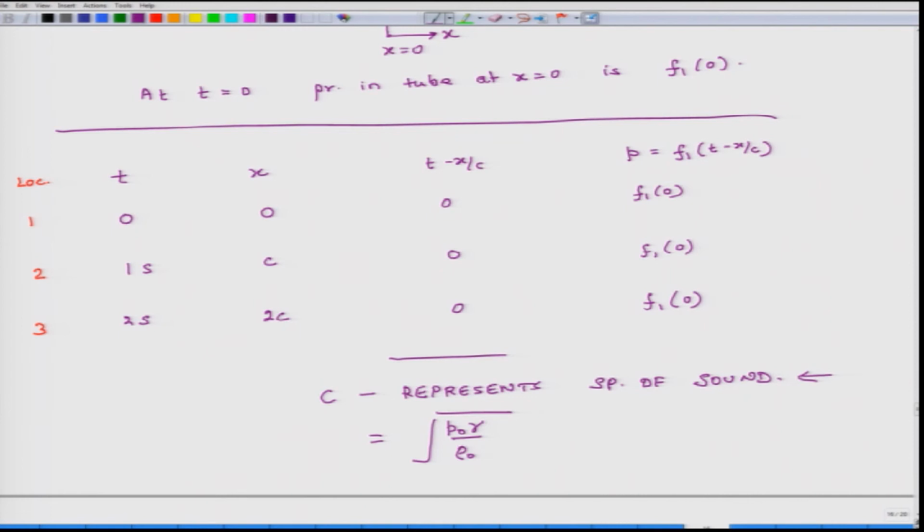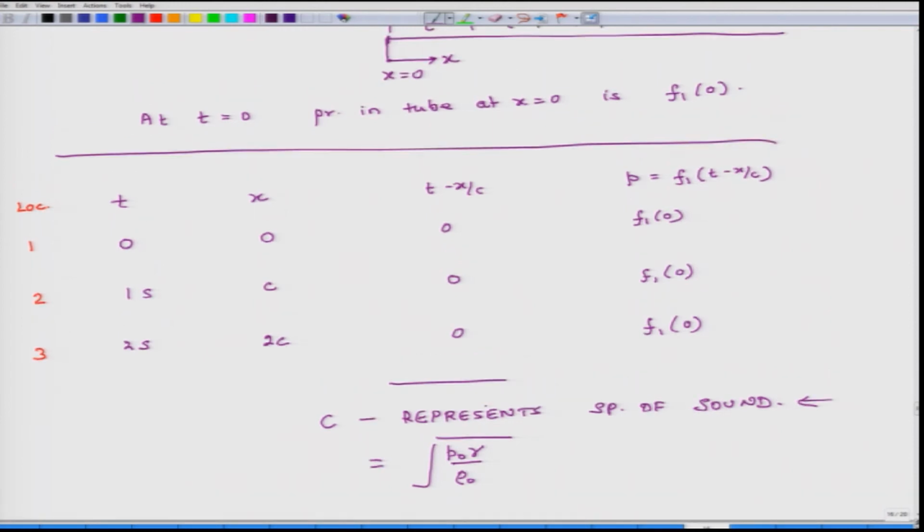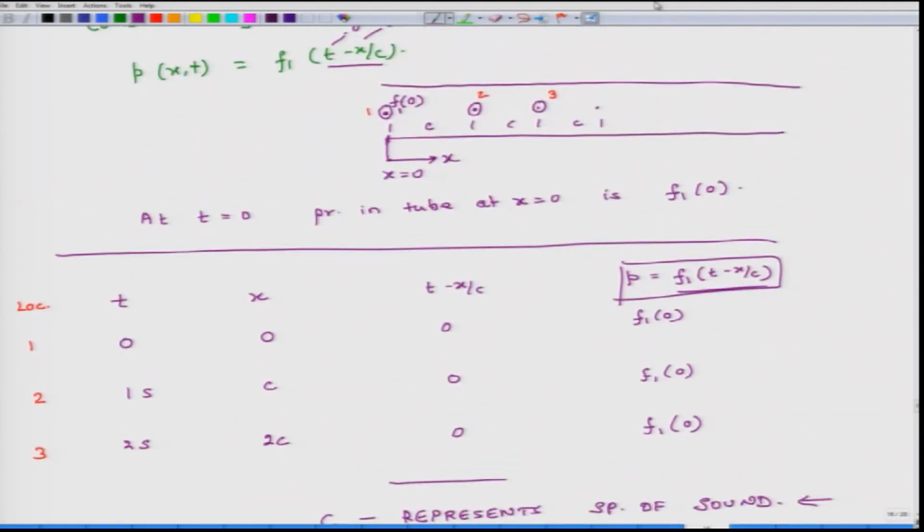The second observation we would like to note is that the function f1 of t minus x over c represents a sound wave which is propagating in the positive x direction. Because it is t minus x over c, it represents a sound wave travelling in the positive x direction. But there is no reason for sound not to travel in the other direction. Sound from here can travel in positive x as well as negative x direction.